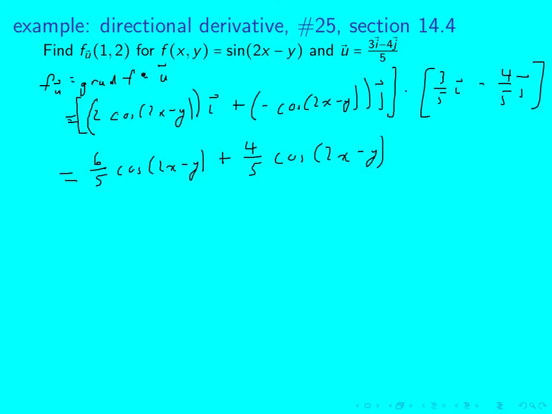And so finally, the question asked me to evaluate this directional derivative at the point (1, 2). So let's do that quickly. So this directional derivative evaluated at the point (1, 2), I'm just going to plug in 1 and 2. And let's see, 2 times 1 is 2, minus 2 is 0. So this is cosine of 0, which is 1. And so in the end we get 6/5 plus 4/5, which is 10/5, or 2.